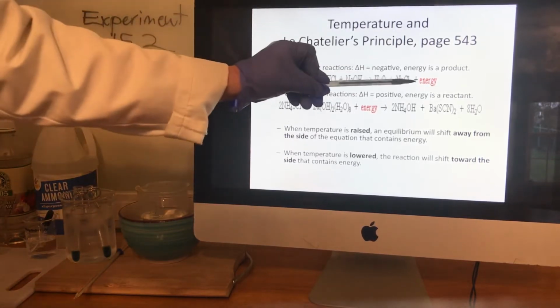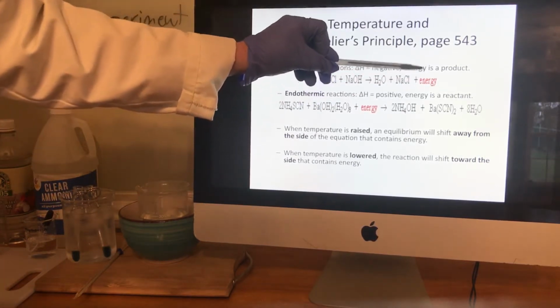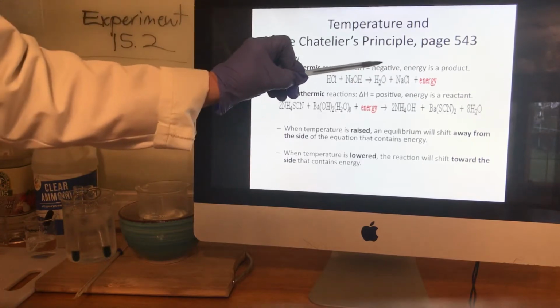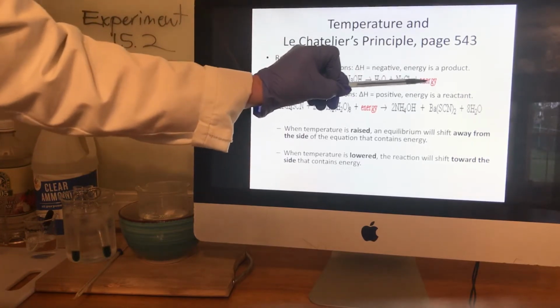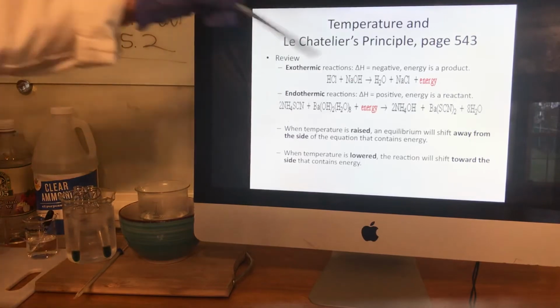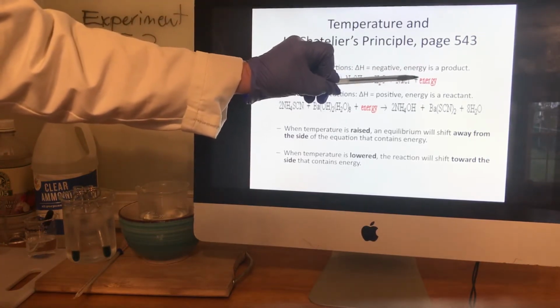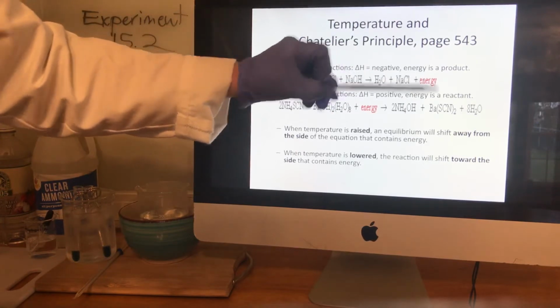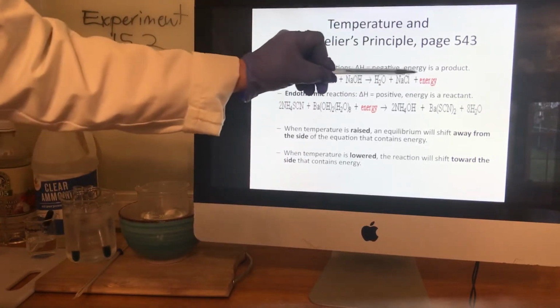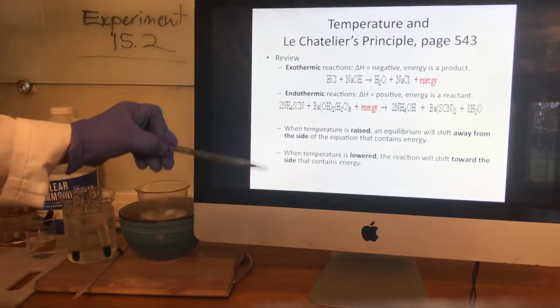Now just a note, even though this delta H is negative, when the energy is added to the product side, it is still added in a positive amount. It's like an absolute value when it's added over there.